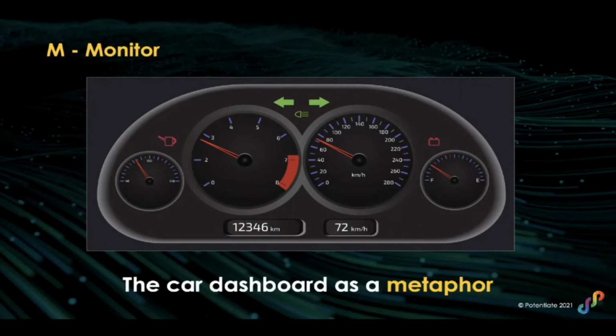The car dashboard is such a good metaphor for what a monitor should look like. And it shows us why so many existing dashboards for insights and data sets are so ineffective. The first thing we see about the car dashboard is a really big speedo. And that is for a reason. We need to know the speed we're traveling at.